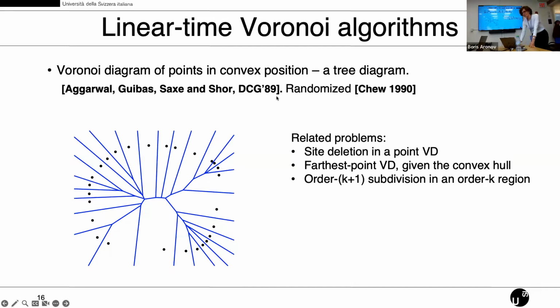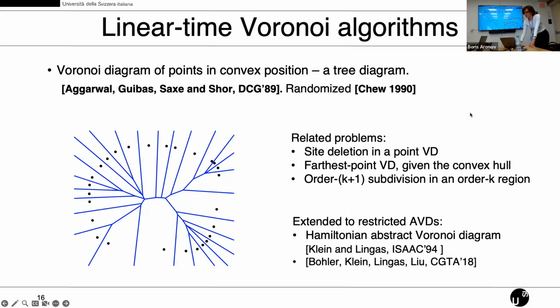And there is a much simpler randomized technique by Chew, which is also very well known, that we can compute the Voronoi diagram of points in convex position. This problem is related to site deletion in a point Voronoi diagram, computing the farthest point Voronoi diagram given the convex skull, and also some order k+1 subdivision within an order k region.